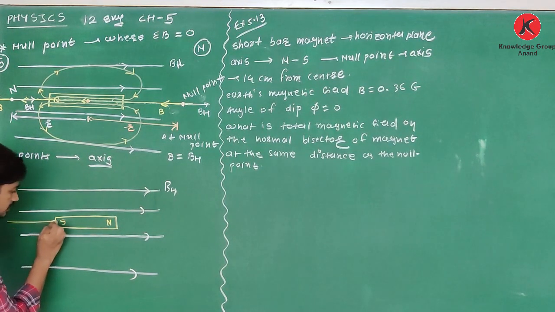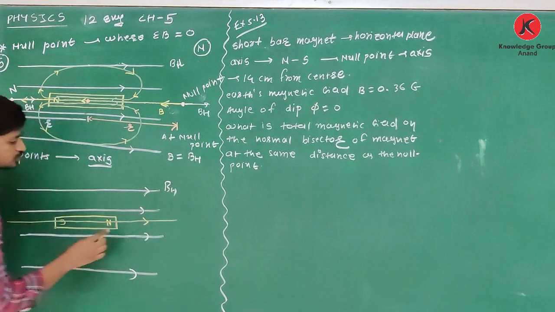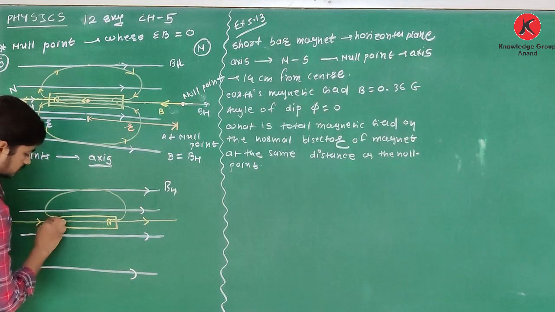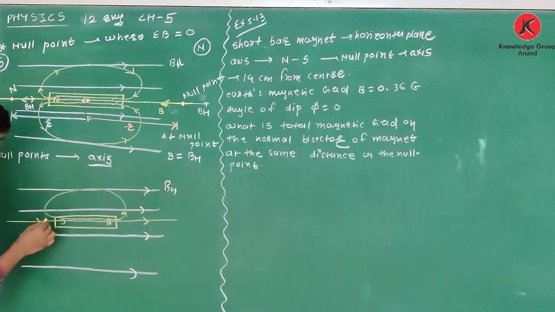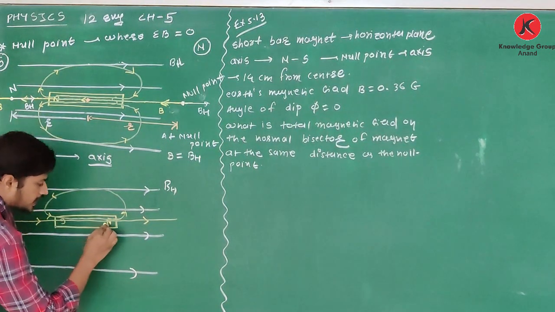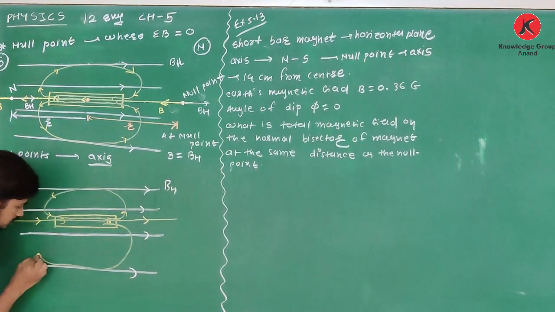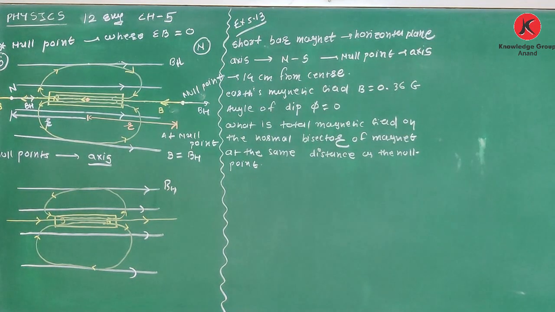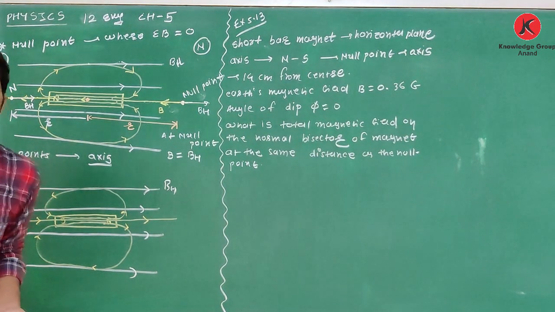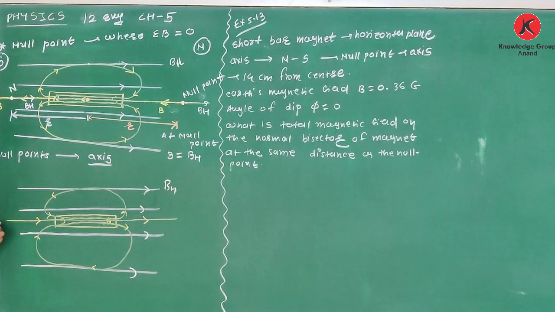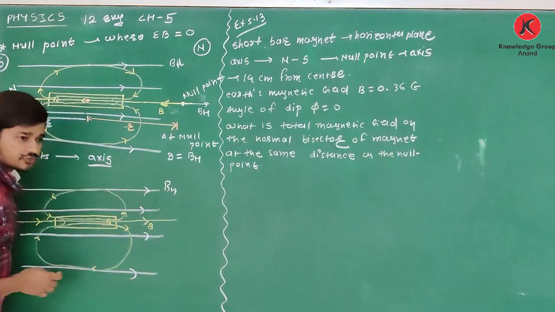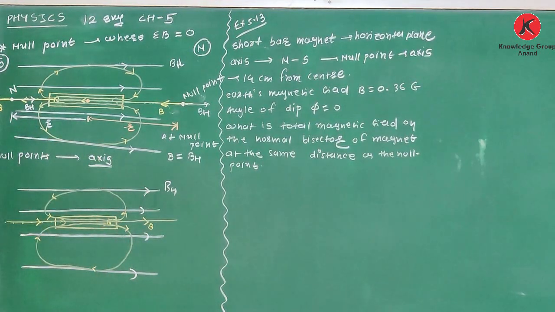Magnetic field lines: North Pole out, South Pole in, like this. Yes or no? So now, where will null points be obtained? In this case, on the axis, the magnetic field due to the magnet is in this direction and the magnetic field due to Earth is also in this direction. So on the axis, null points are not possible.